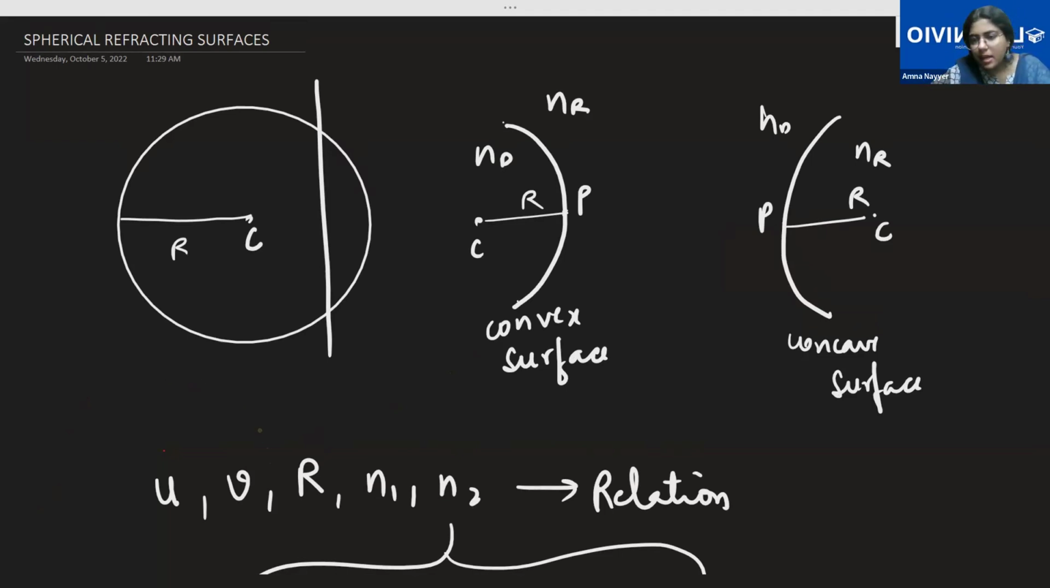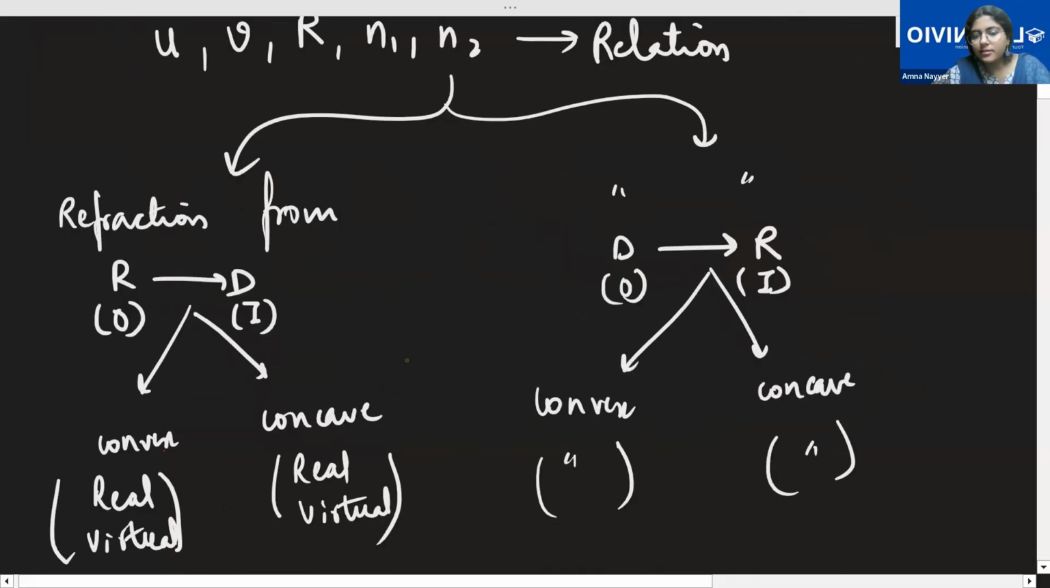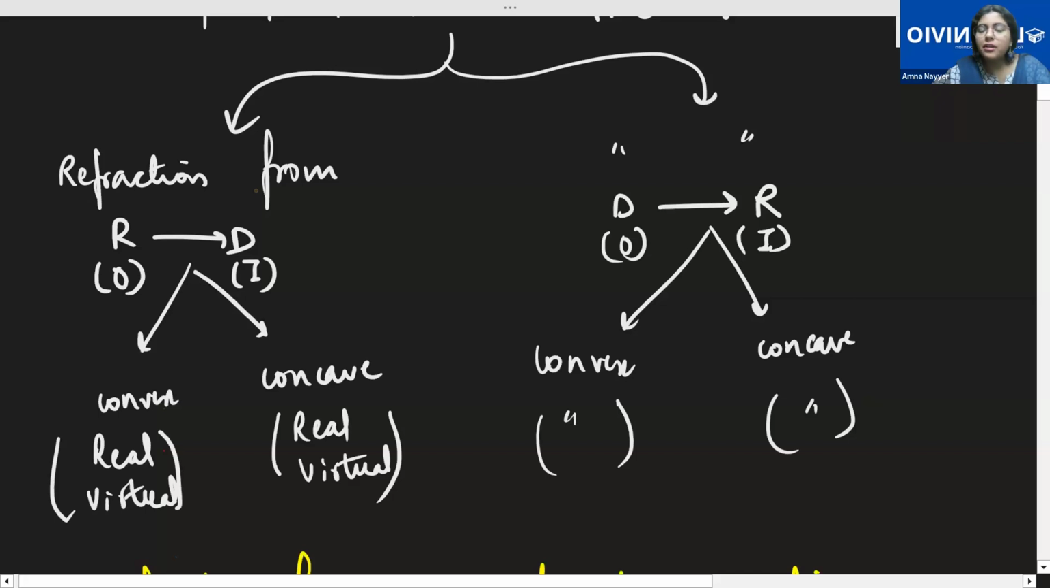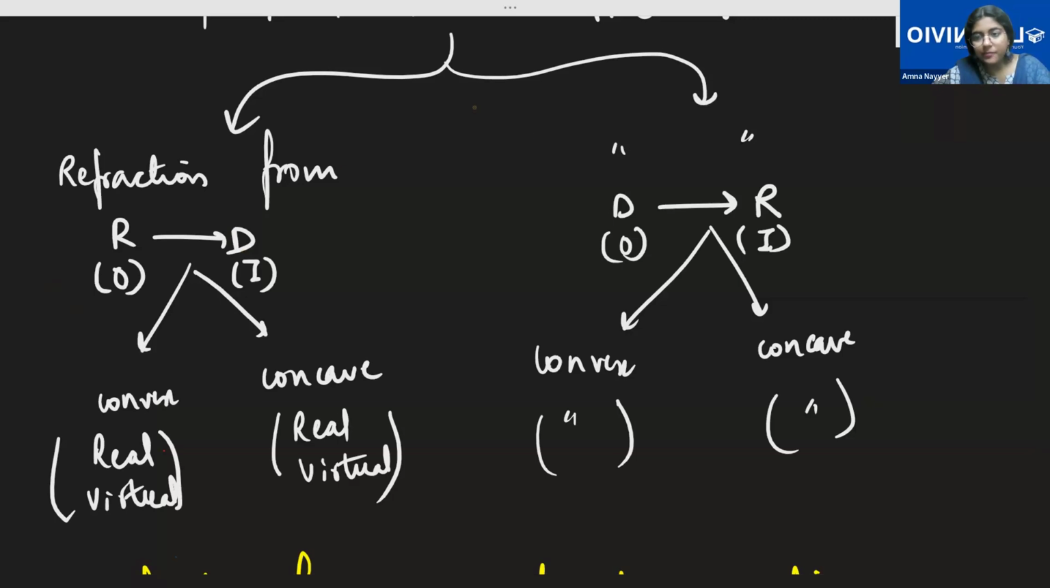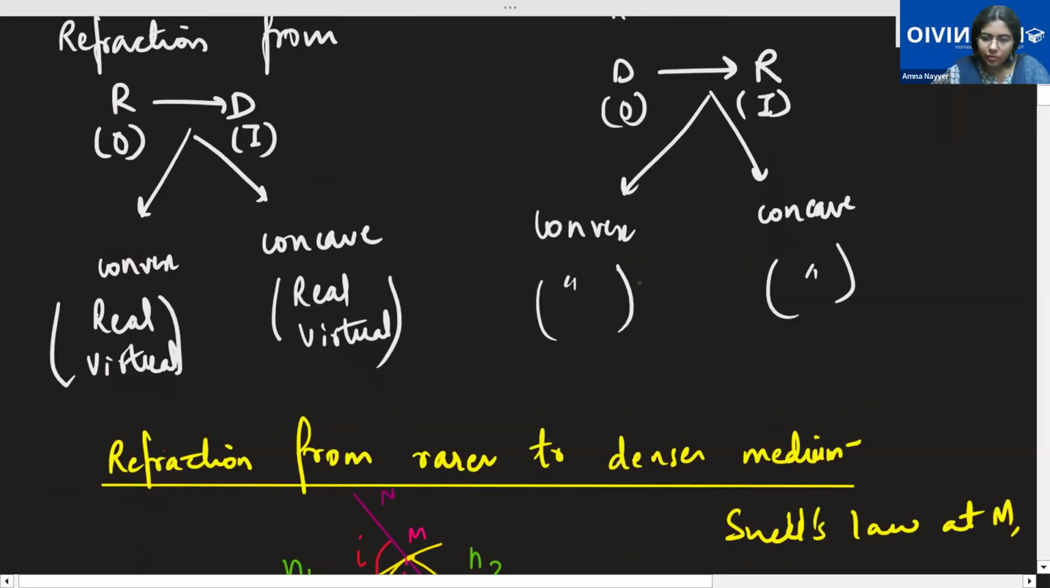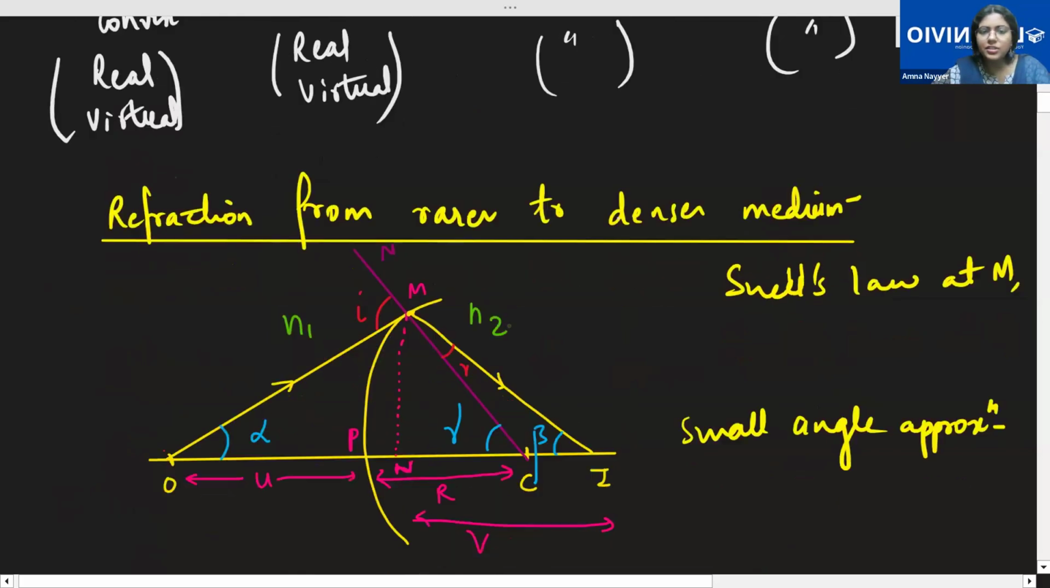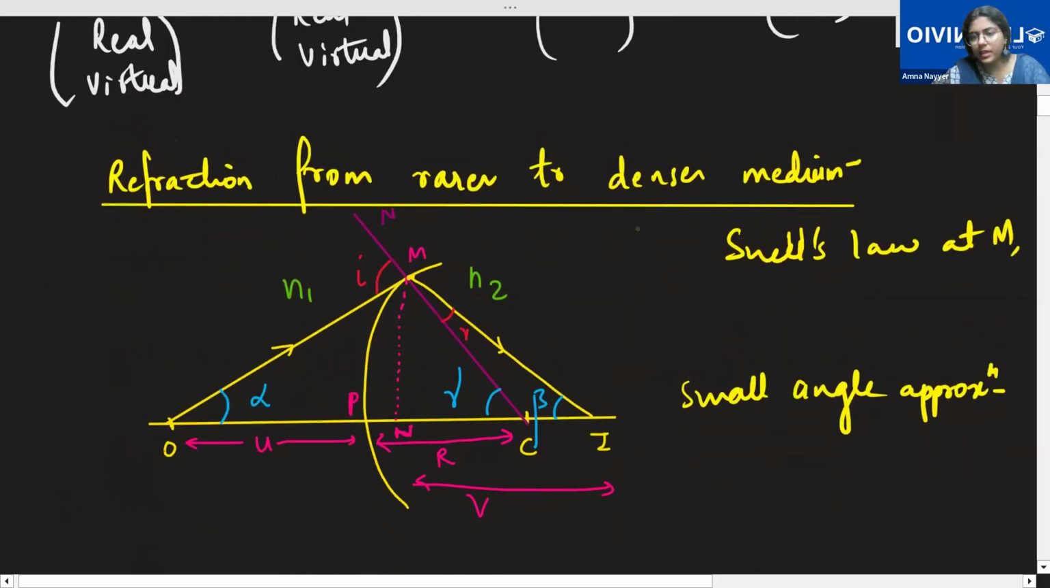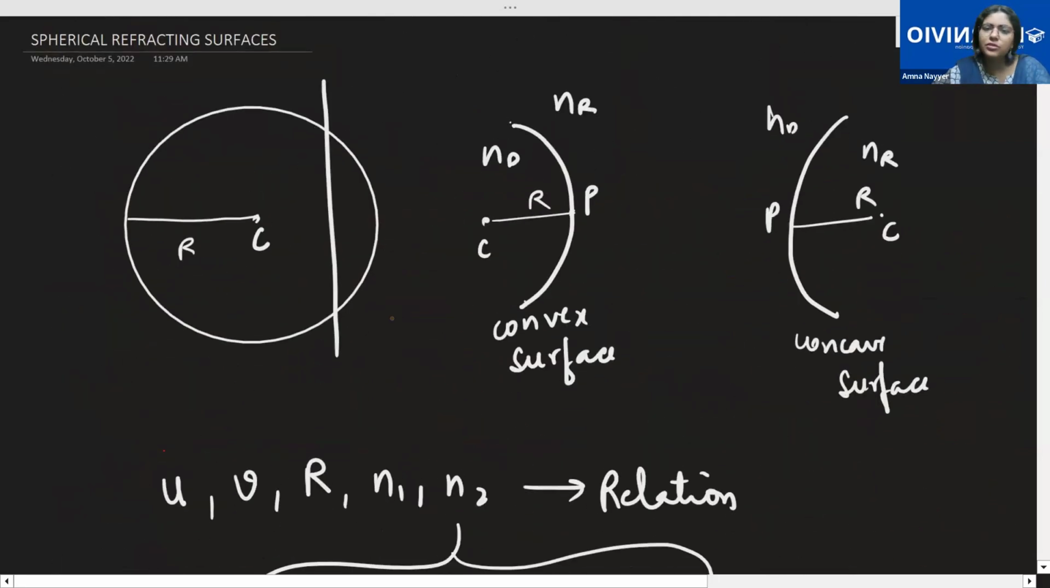In this, we try to establish a relationship between the object distance, image distance, radius of curvature, and both the rarer and the denser refractive indices. There are four possible cases: refraction from the rarer to the denser medium, meaning the object is in the rarer and the image in the denser; and the object in the denser, then rarer; for both convex and concave. We'll discuss the one where refraction occurs from the rarer to the denser medium. I'll explain this later. First, write down this introductory part.